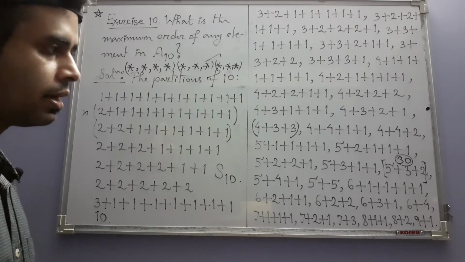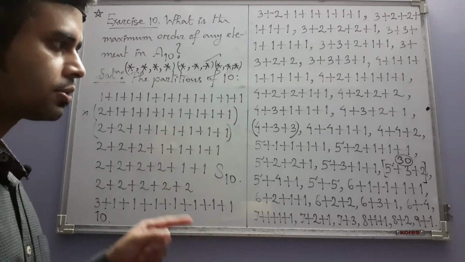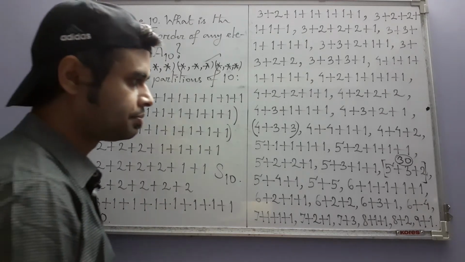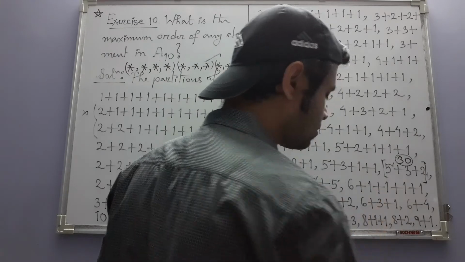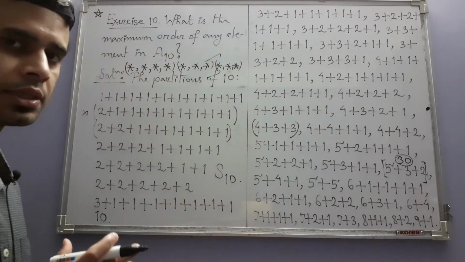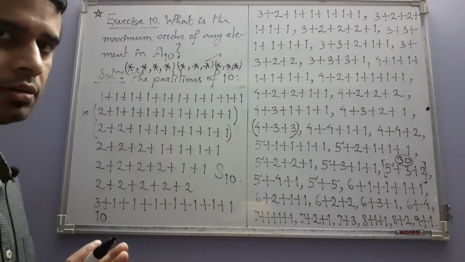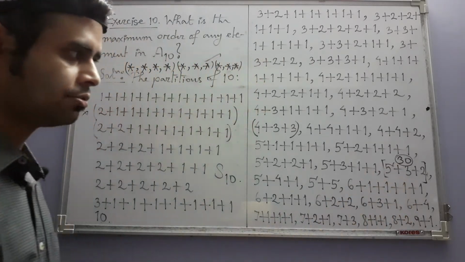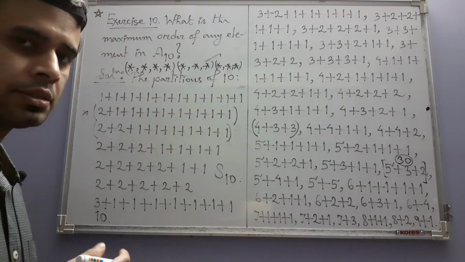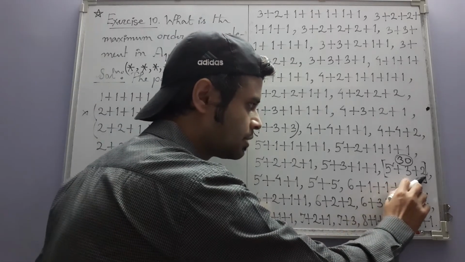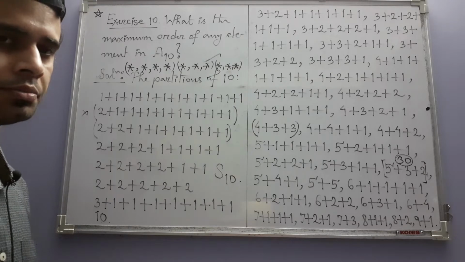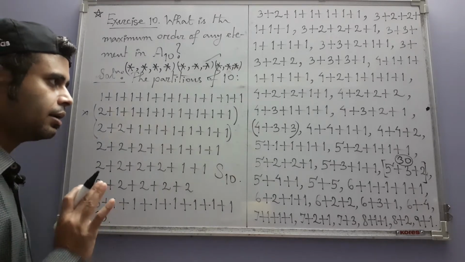But the thing is that this partition corresponds to permutations which are not even. Why? Because 5 corresponds to a 5 cycle which is even, fine. 3 corresponds to a 3 cycle which is also even. Even and even give us even. But then one single 2 cycle makes the permutation odd. So this I leave to you.